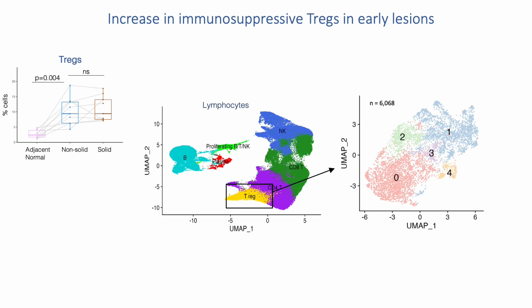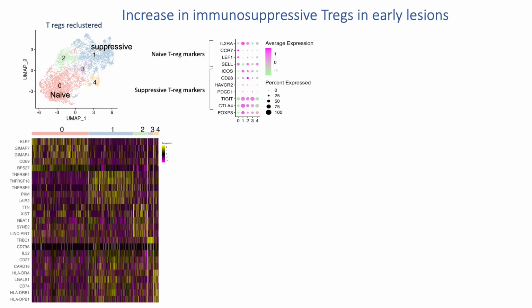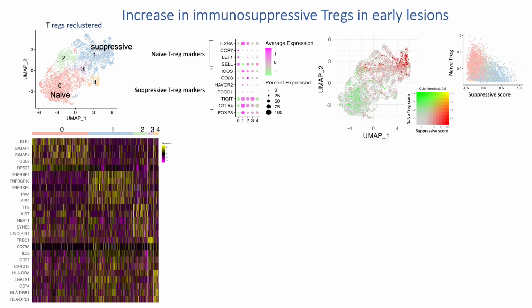As mentioned, Tregs were elevated in the lesion compared to normal tissue. We wanted to further assess their naive to suppressive characteristics, hence we reclustered them and identified 5 main distinct clusters. We then calculated a suppressive score and a naive score for each cluster. The suppressive score was based on known signatures that included markers such as CTLA4, TIGIT, and PD1, and you can see the expression of some of those genes over here. Cluster 1 gained the highest suppressive score, while Cluster 0 gained the highest naive score.